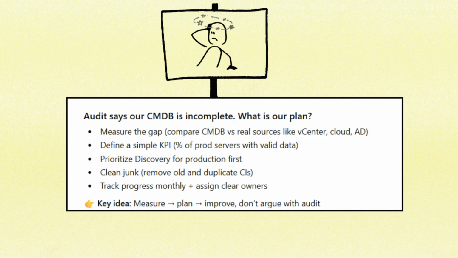Secondly, we define a clear and simple metric, such as X percentage of production servers are present in CMDB with mandatory attributes filled. This is the metric we define here. Next, we prioritize discovery for the production environment first, and then we can step ahead and remove the obsolete and duplicate CIs, ensuring the remaining data reflects reality. Finally, we publish a monthly dashboard that shows the steady improvement and assign clear ownership by platform. So instead of debating with the auditor, we measure, plan, and demonstrate the progress accordingly.